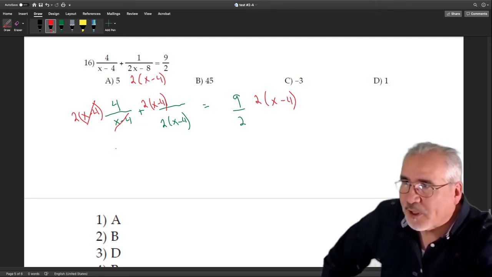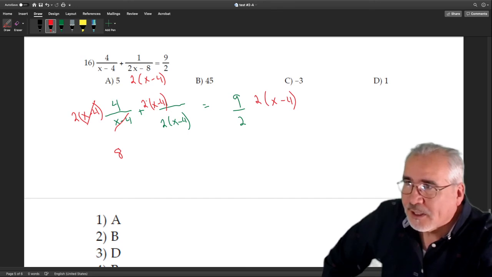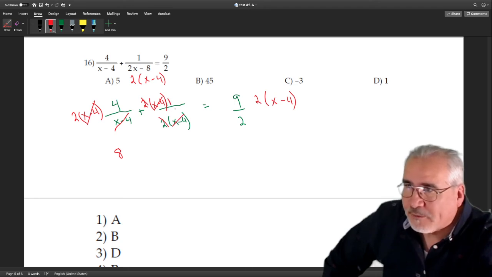2 times 4 is 8. Here, the 2 cancels with the 2. The x minus 4 cancels. Remember, there was a 1 that I sort of covered up here. So that's just going to be plus 1. That's all that's left. 1 over 1 if you want, which is 1.